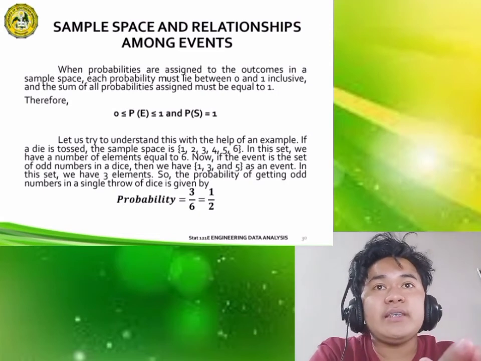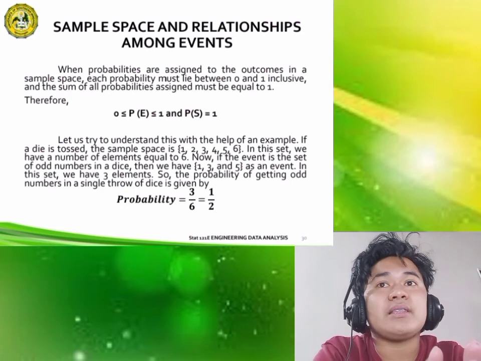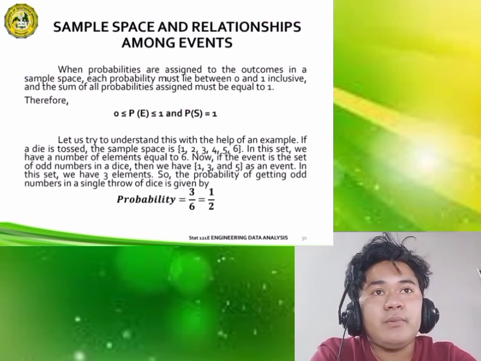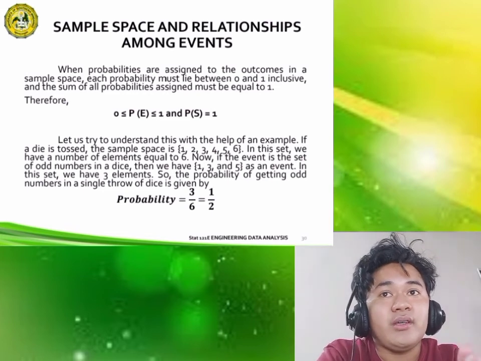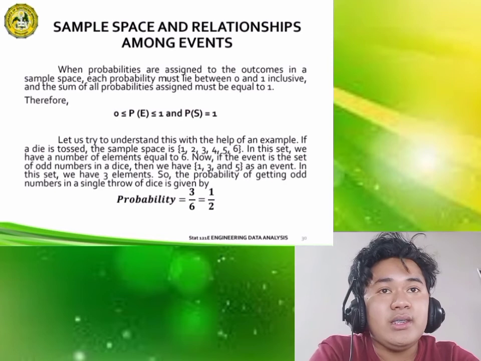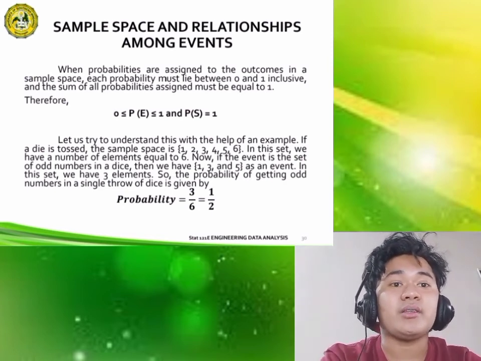Note, when probabilities are assigned to the outcomes in a sample space, each probability must lie between 0 and 1 inclusive, and the sum of all probabilities assigned must be equal to 1. Therefore, 0 is less than or equal to P(E) is less than or equal to 1, and P(S) is equal to 1.